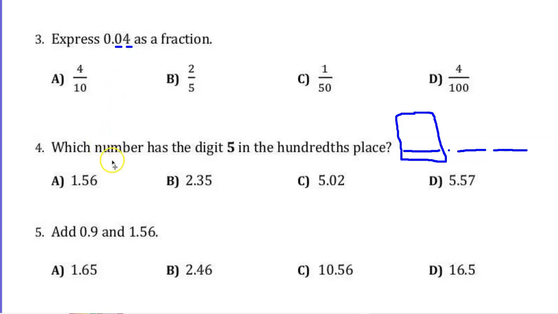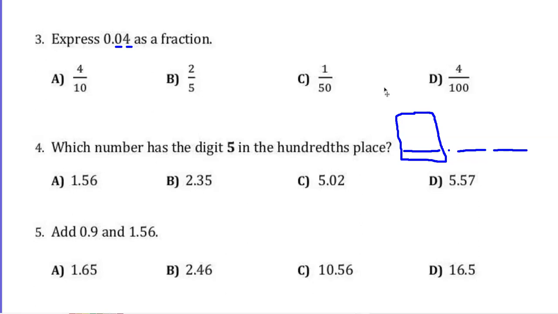Number 4. Which number has a 5 in the hundredths place? Remember, the whole number is boxed, and 2 digits to the right are my decimal place values. Try and find the 5, which would be in the hundredths place value.